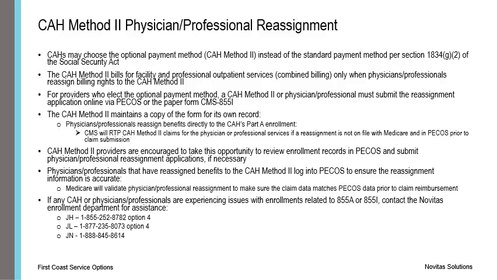JH Providers: 1-855-252-8782, option 4. JL Providers: 1-877-235-8073, option 4. And for JN Providers: 1-888-845-8614.